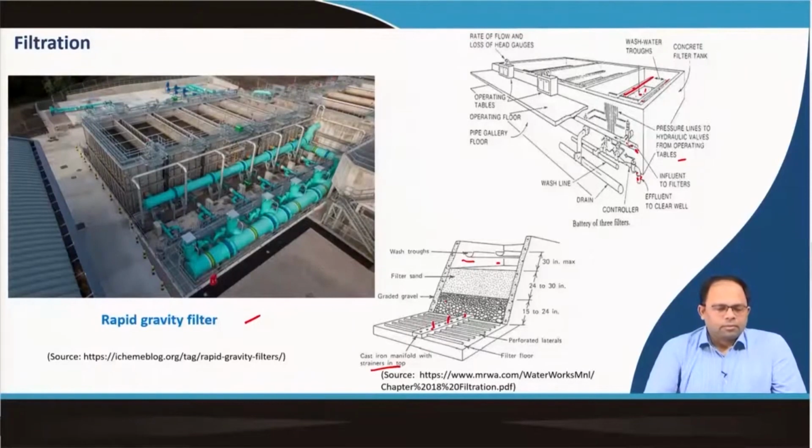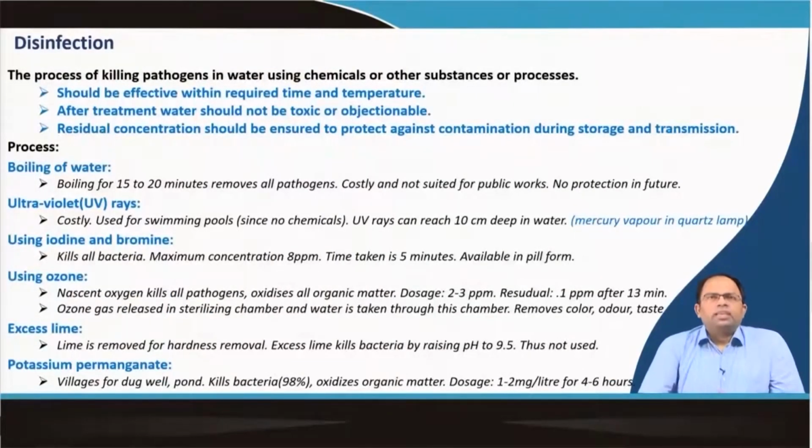So, the next process is disinfection. In this process, we try to kill the pathogens in water using chemicals, or sometimes other substances or processes are also used. So, it is not just mixing chemicals, we can use some other processes as well, and it should be effective within the required time and temperature. That means the process should be effective at that particular temperature and for a particular time period.